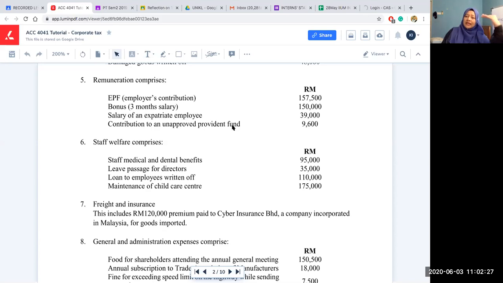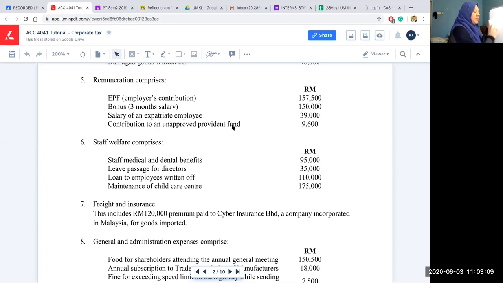Yeah? So EPF yang ada, is allowable, right? Dia tak panggil EPF, dia panggil approved contribution fund. Yeah? Any approved contribution fund. So EPF is one of the examples of approved fund in Malaysia. So the law says that under section 34, EPF or any contribution to an approved fund is allowed provided that the amount does not exceed 19% of the total remuneration, right? So let's see what you mean by remuneration.